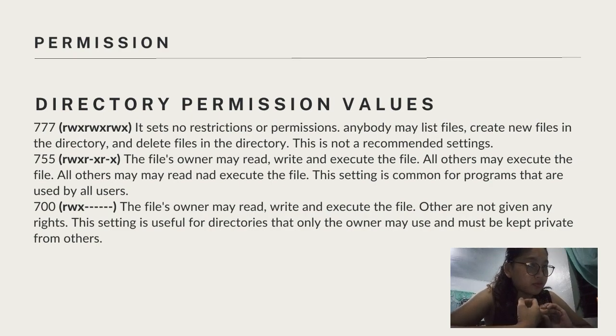700 full permission. That means we can read, write, and execute, pero sa owner lang. Next, 755 read and execute permission for the owner and read only permission for the group and others. And lastly is 777 full permissions for everyone. Ibig sabihin, we can read, write, and execute a file accessible sa lahat from the owner, the group, and others.